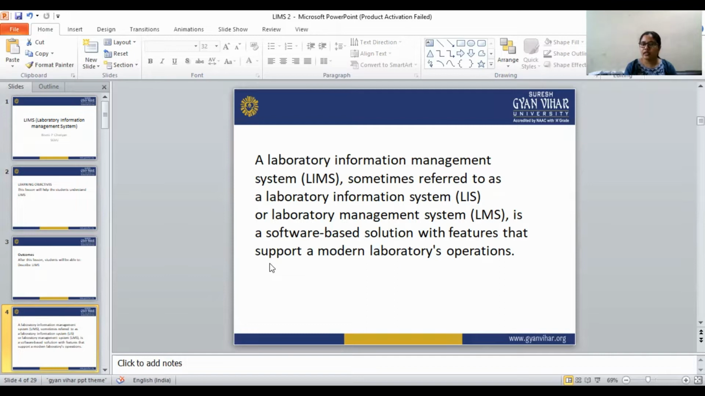These are all software-based solutions with features that support a modern laboratory's operations. We have already seen what LIMS is. LIMS can handle all the data, all the information about chromatographic data, all the information about stability testing, and all the information about preclinical development data.